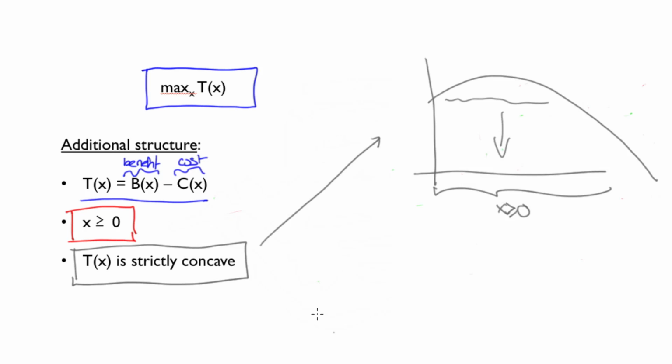If you care about a precise mathematical definition, it means for a differentiable function t that the second derivative, t double prime at x, is less than 0 for all x greater or equal than 0.